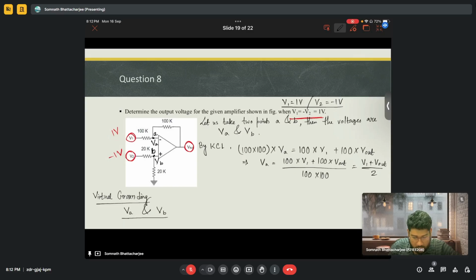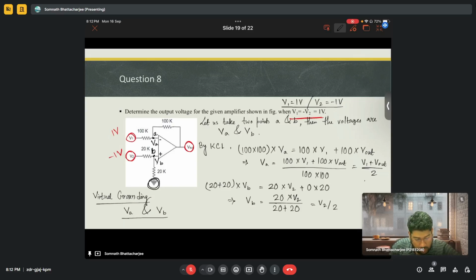Similarly, 20 plus 20 multiplied by VB equals 20 into V2. Well, there will be 0 because there's a ground line here, so it will be 0 into 20. Okay, so VB will be 20 into V out divided by 20 plus 20. So this is nothing but V2 by 2.